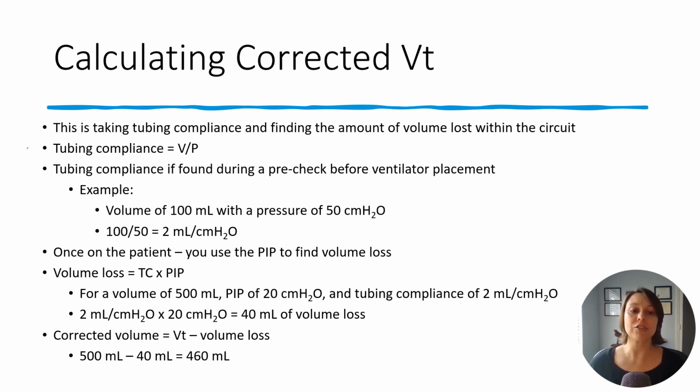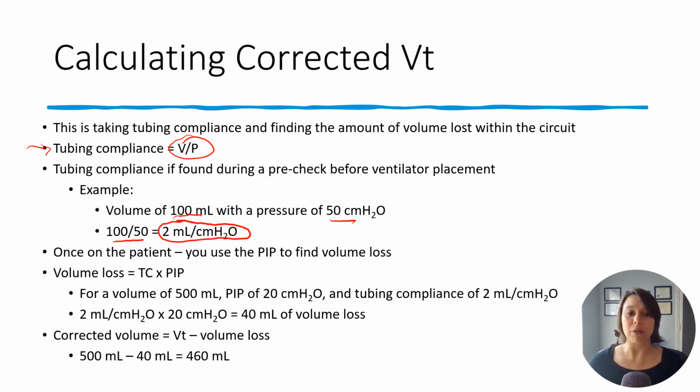So the calculation for tubing compliance is still a compliance calculation where we're taking volume and dividing it by pressure. This is normally found during a pre-ventilator check where you're going through and making sure that the ventilator is working correctly. So when we cap it off, we are looking at how much volume we can get for a particular pressure. So for example, if we had 100 mLs and a pressure of 50, we would take that 100 and divide by 50 to get a tubing compliance of 2 mLs per centimeter of water.